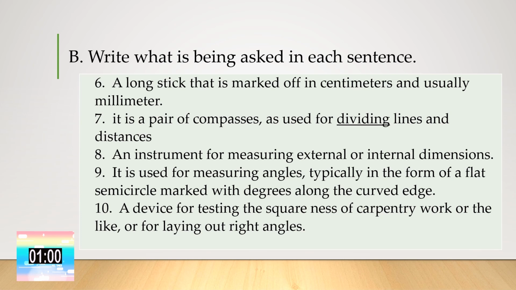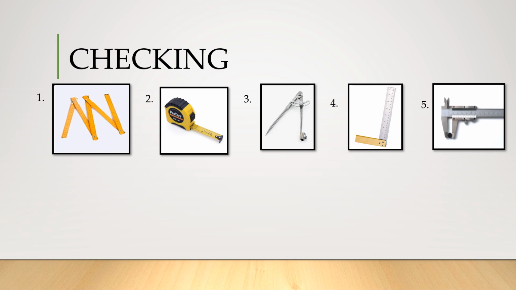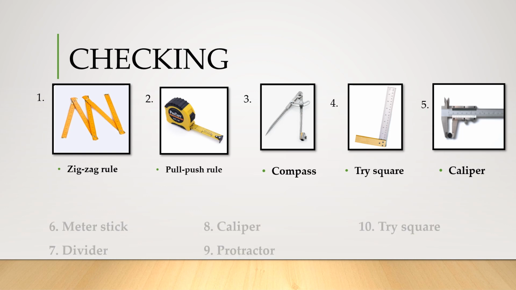Okay, time's up. Everybody get your notebooks and let's check your answers. Reminder, be honest in checking it. Okay, let's have the checking. For letter A, we have the 5 pictures. Number 1, we have the zigzag rule. Number 2, we have the pull-push rule. Number 3, we have the compass. Number 4, we have the tri-square. And number 5, we have the caliper.